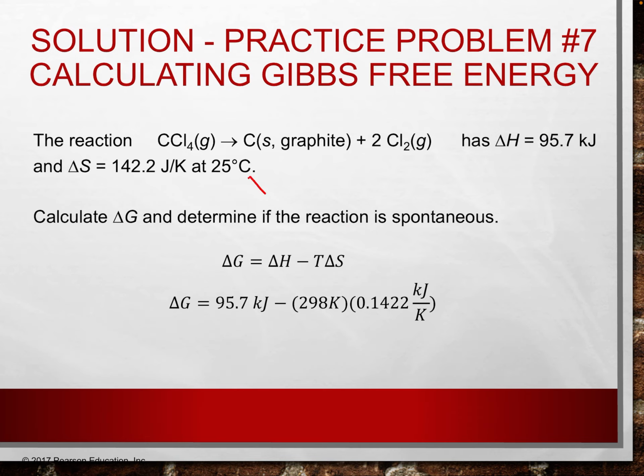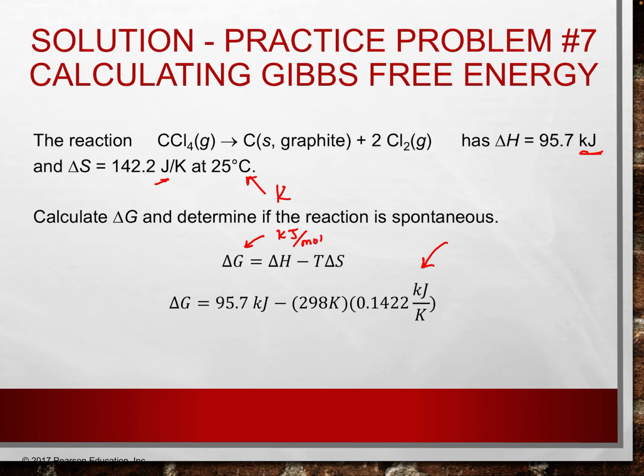Make sure you always change your temperatures to Kelvin. And the other thing that you need to note is that the units of delta H and delta S don't match. We have kilojoules and we have joules. Well, joules per Kelvin, right? But we have kilojoules and joules. So those don't match. The units that we typically use for delta G are kilojoules per mole.